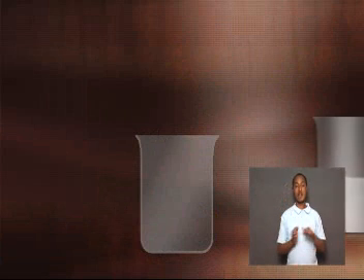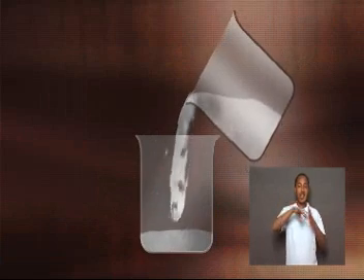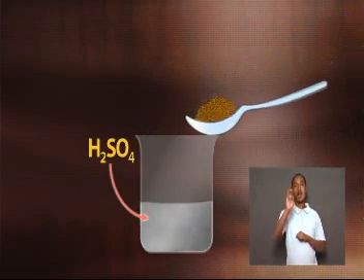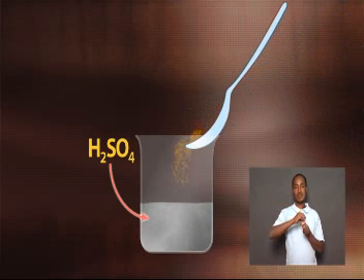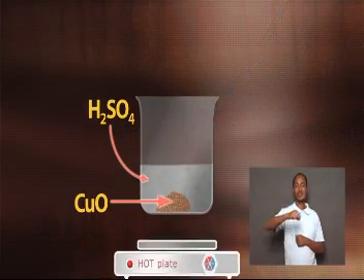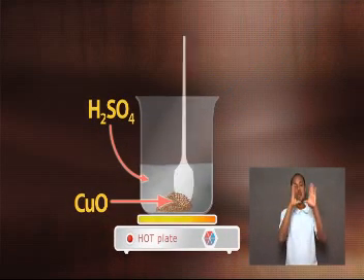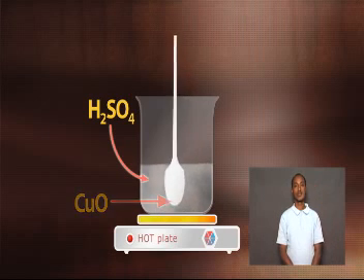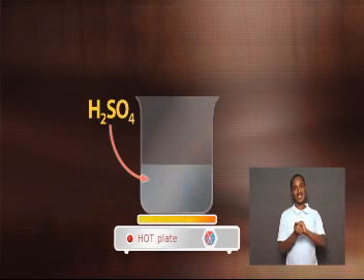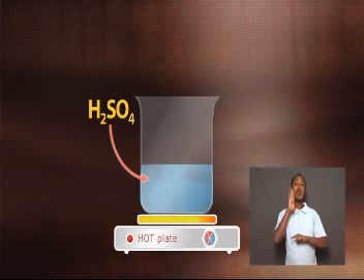First, some sulfuric acid is poured into a beaker. Then, some copper 2 oxide is added. The solution is heated and then stirred gently until the reaction is complete. At this point, the color of the solution changes from brown to blue. This is because copper sulfate is being formed.